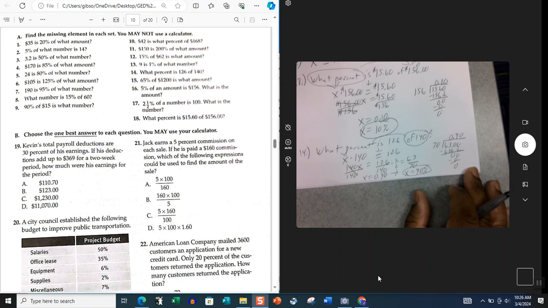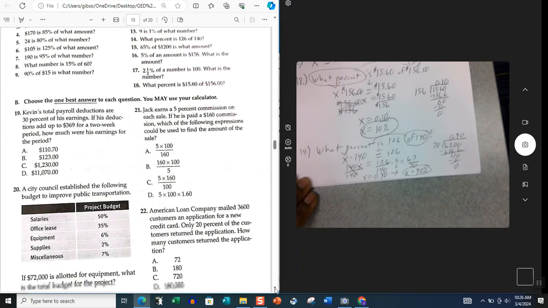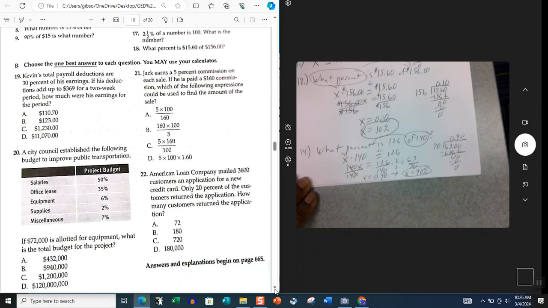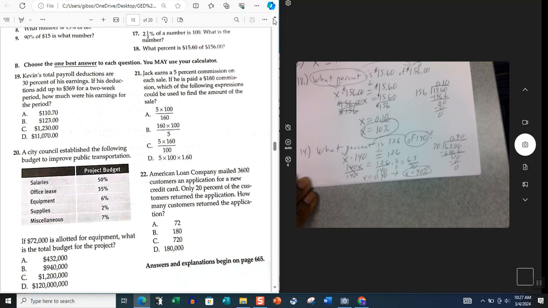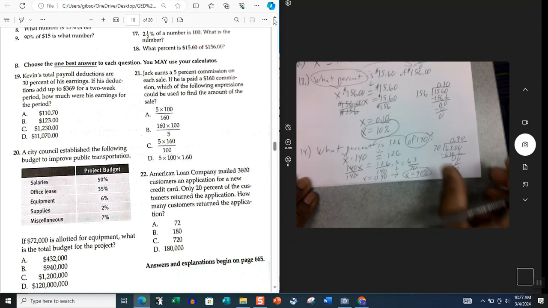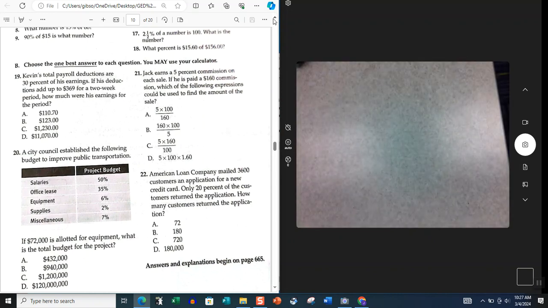All right, so now we come down here to problems 18 to 22, and they say we can use a calculator. Well, actually it's 19 to 22, not 18. Okay, so now it says choose the one best answer to each question. You may use your calculator. Okay, now we're going to look at problem number 20.